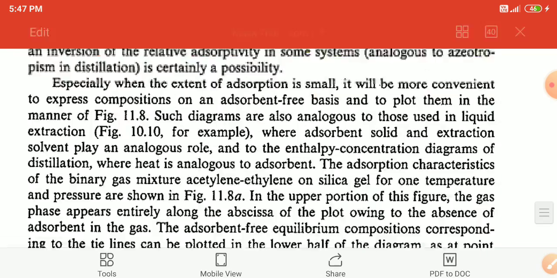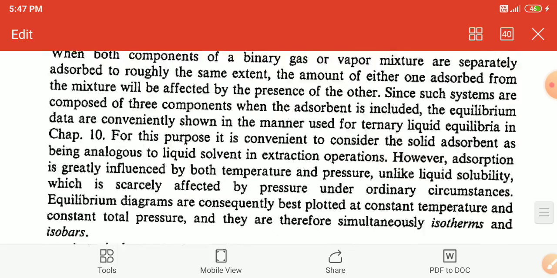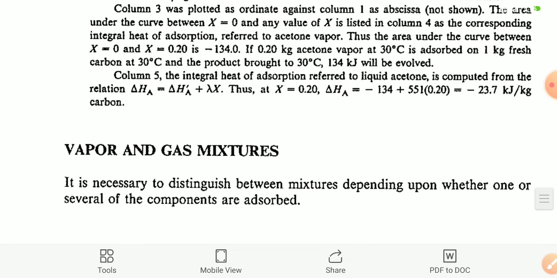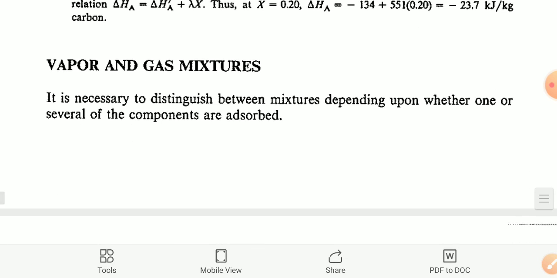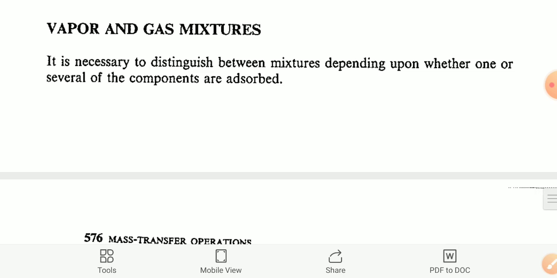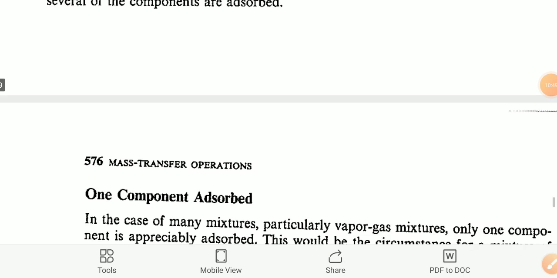Now this part is finished, and the next part is vapor and gas mixture. It is necessary to distinguish between the mixtures depending upon whether one or several of these components are adsorbed.